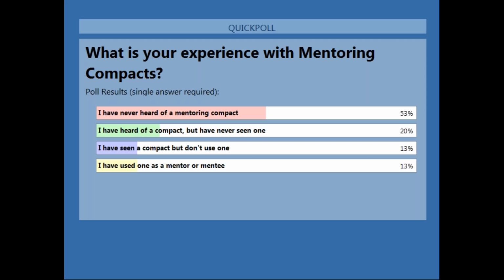So what I thought would be helpful is, since many of you have not used one or seen one, to give you some example domains to consider in a compact and then walk through an example with you. And examples of mentoring compacts will be made available to you via a link that I will share with David and he can post on the website. Oops, sorry. So when I talk about a mentoring compact, here's some domain examples that might be in it.